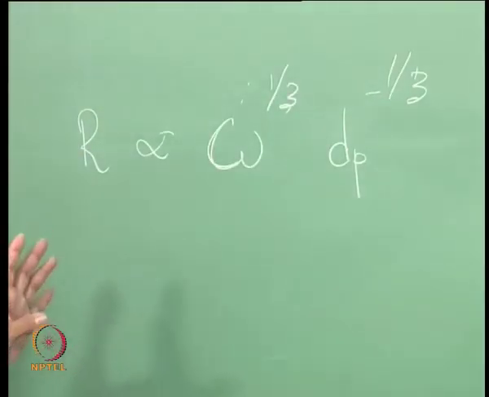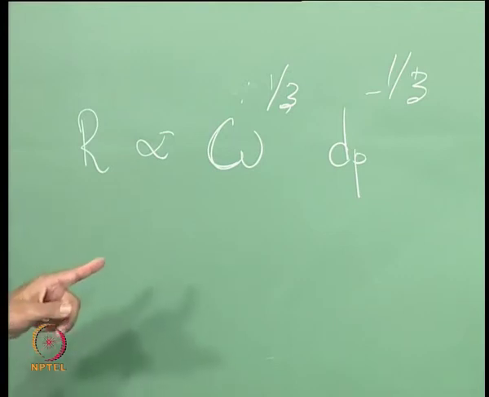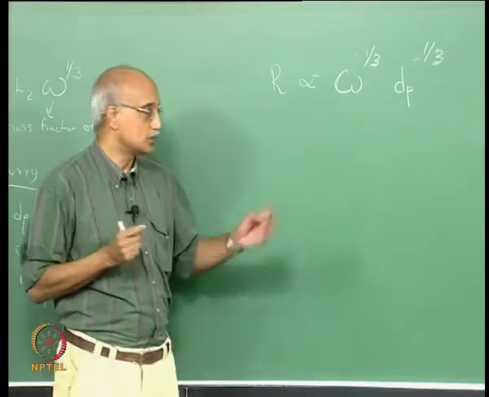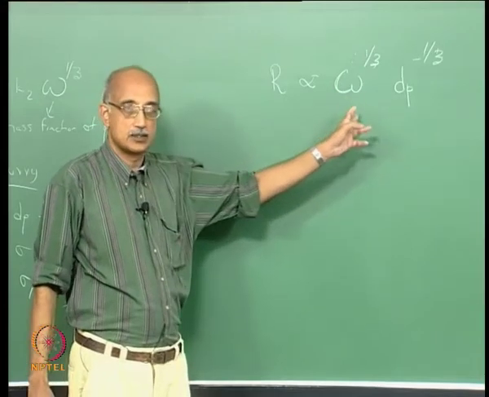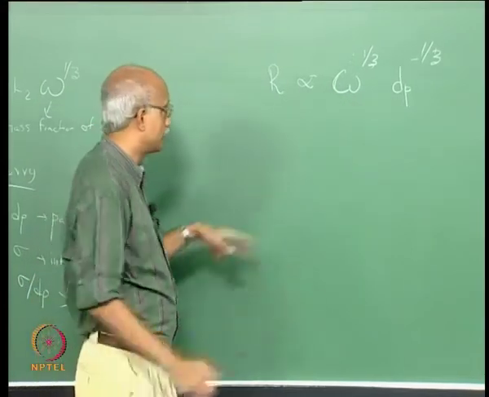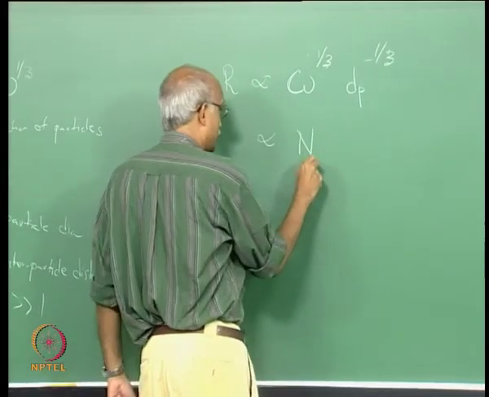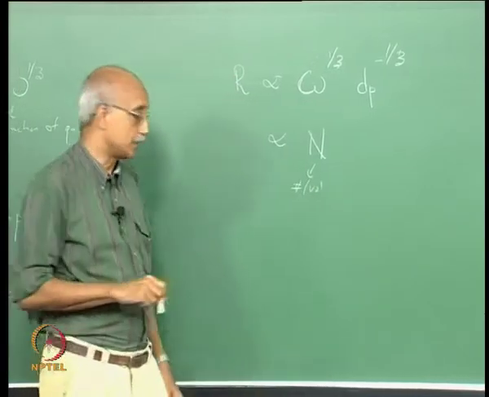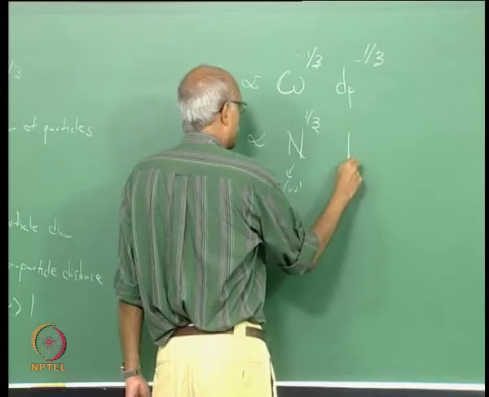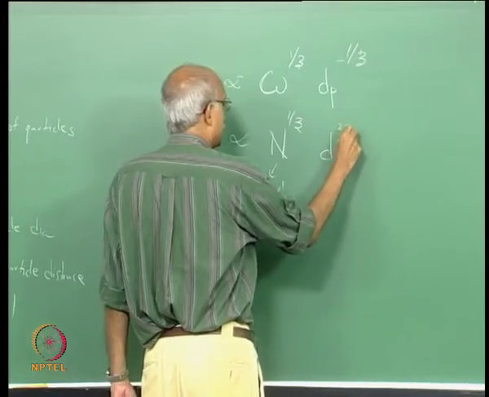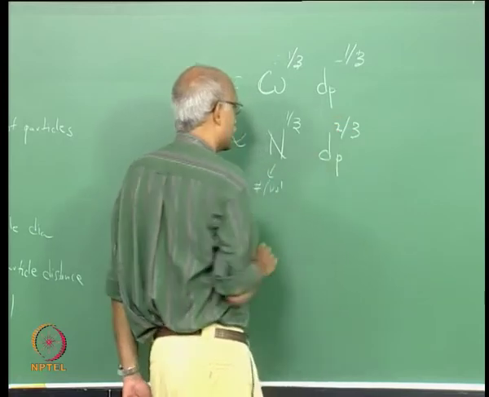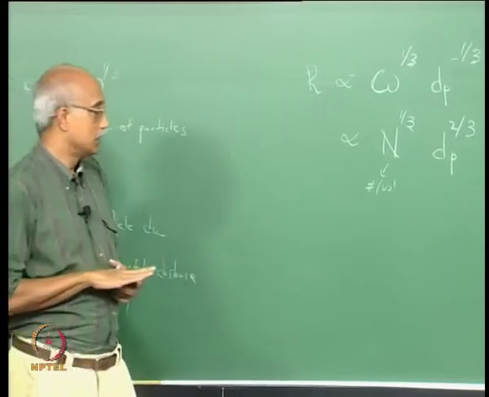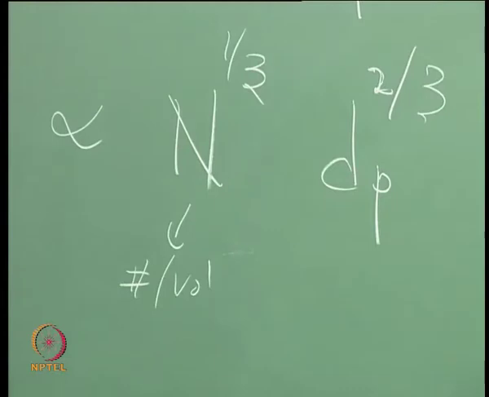Now, this gives the impression, if you write it this way, that there is actually an inverse dependence of polishing rate on the diameter of the particle, but that is not really true, because this already has a particle size dependence built into it. So, in fact, if you rewrite this as a number concentration, so this is number per unit volume of the suspension, then this becomes n to the power 1/3 times dP to the power plus 2/3.